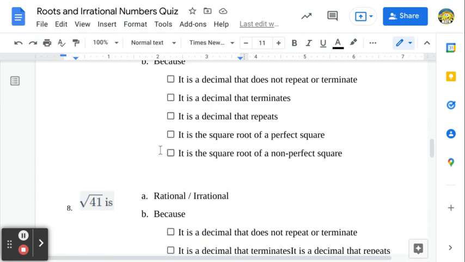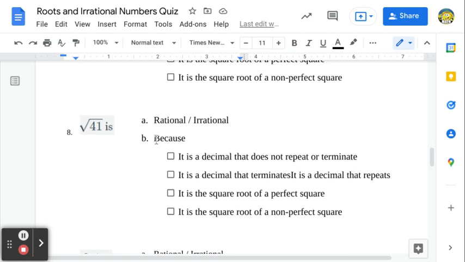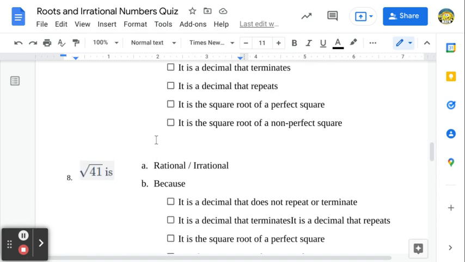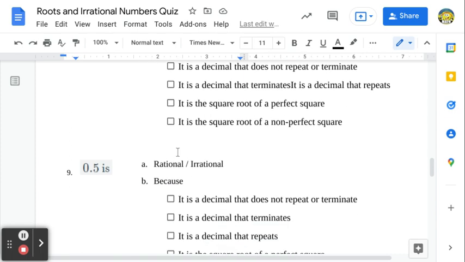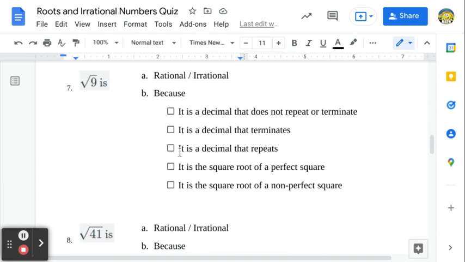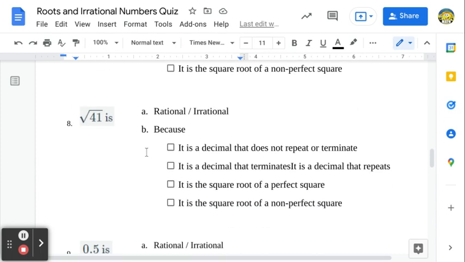For question number 8, the options are the same. One's actually missing. I'm sorry. Square root of 41 is rational or irrational because we're missing an option, but we don't need it anyway.